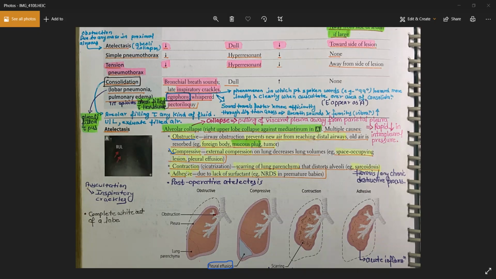The other one is called the adhesive type. It happens whenever you get a collapse of alveoli because of protein-rich fluid. For example, the ARDS, NRDS.